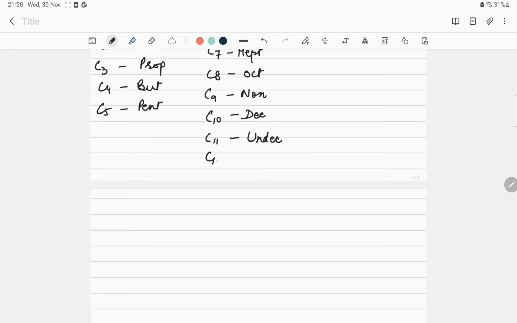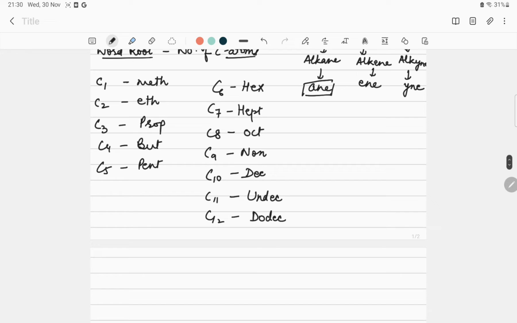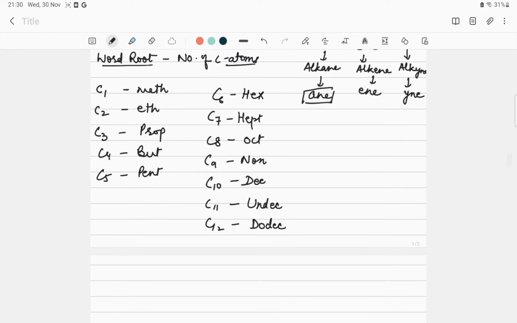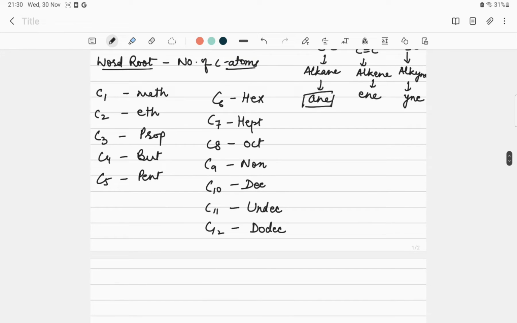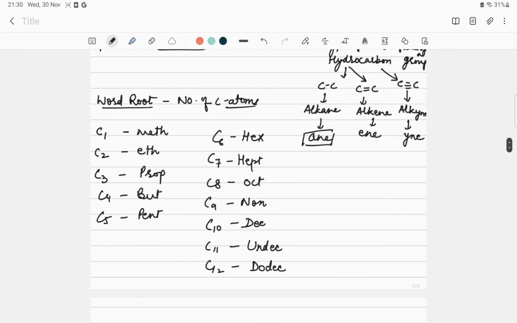If it is 12, then it is going to be dodec. So in this way, we can have various word roots according to the number of carbon atoms present in the parent chain. Now moving to the next, the primary suffix. The primary suffix depends upon the type of bonding present between the carbon atoms. So accordingly, we choose whether it will be ane, ene, or yne.